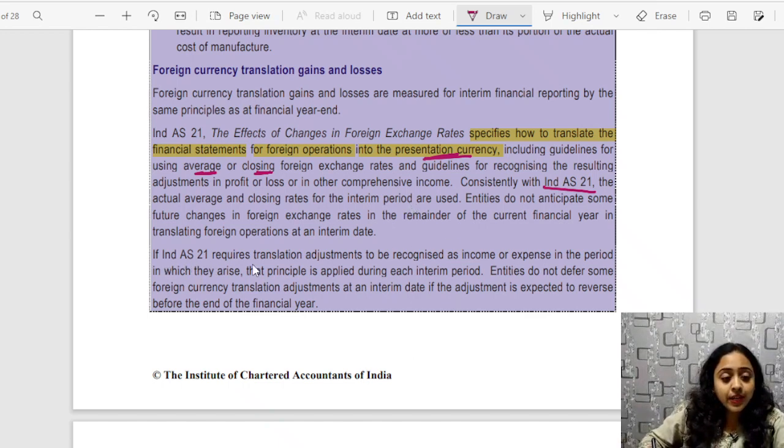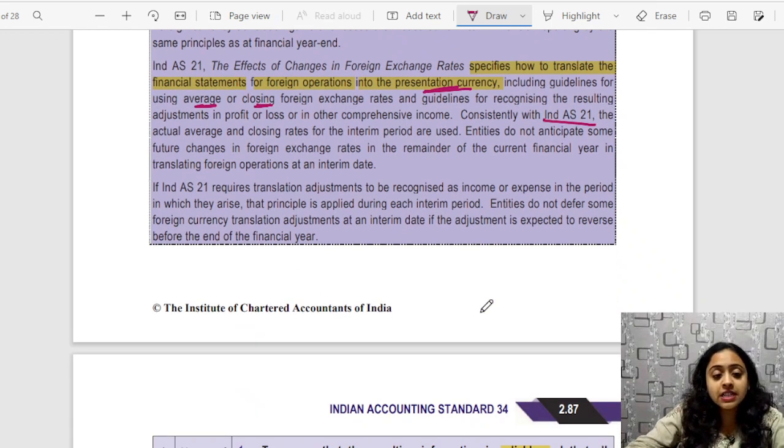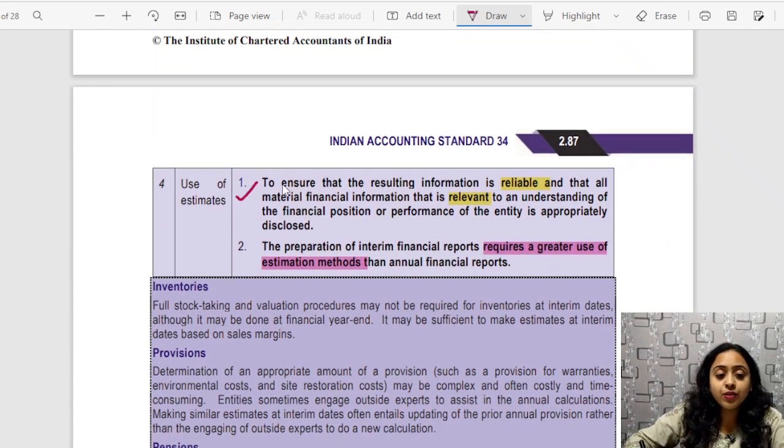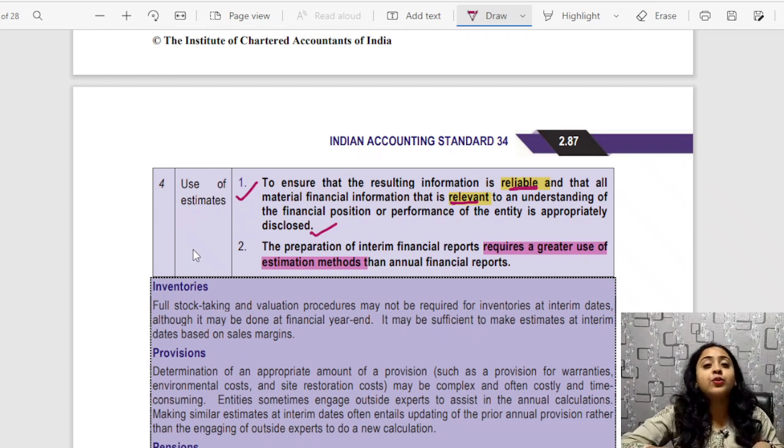If Ind AS 21 requires translation adjustments to be recognized as income and expenses in the period in which they arise, that principle is applied during each interim period. Okay, you have to recognize it as and when it actually occurs. Okay. Use of estimates. To ensure that the resulting information is reliable and that all the material financial information is relevant, it should be relevant and reliable. Okay. To ensure an understanding of the financial position or performance of an entity is appropriately disclosed, then you have to use estimates.